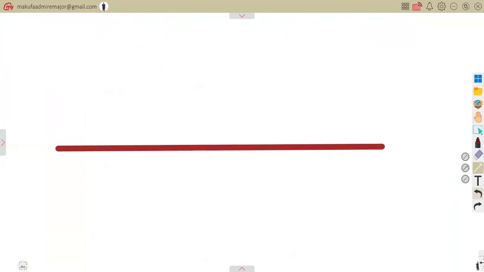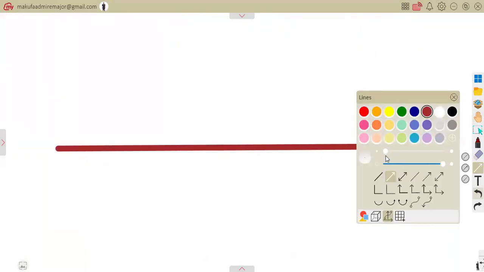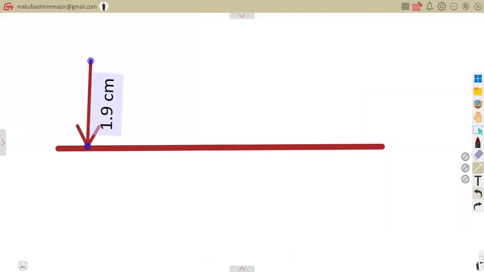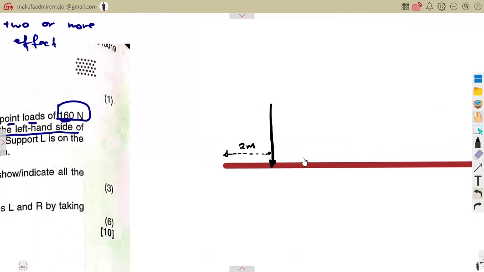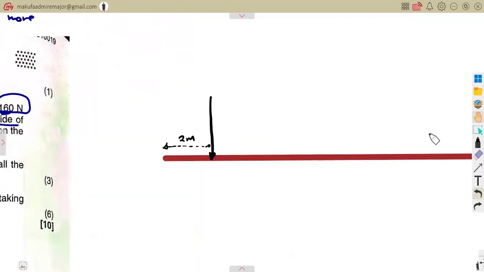So anyways, you're going to have something like this. Remember, we just need a point load 2 meters from the left side. I'm just going to have a sketch so that you understand me in this case. This is 2 meters from the left side, and it is 160 Newton.